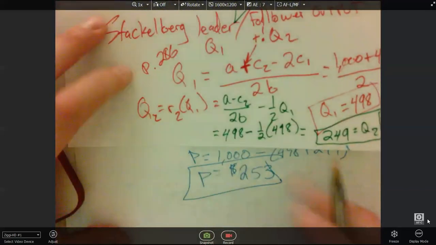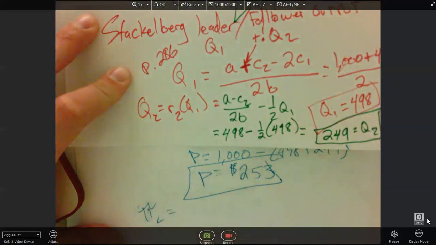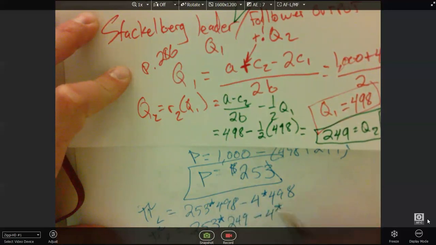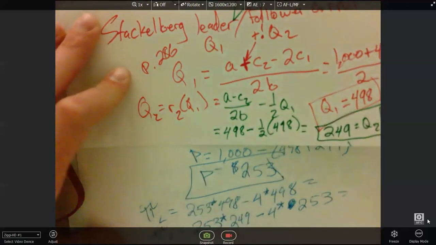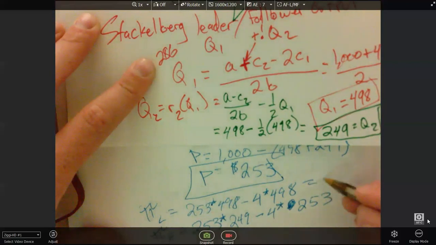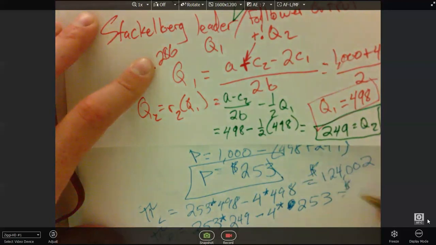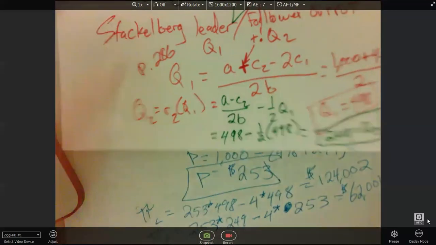We're going to have to calculate it separately, right? So the profit for the leader is equal to the 253 times 498 minus what? 4 times 498. And the profit for the follower is going to be 253, so they have the same price, but they're going to be selling a lot less, 249 minus, they're paying the same marginal cost on all of them. And so we end up getting a profit for the leader of $124,002 and a profit for the follower of $62,001, which makes sense, right?